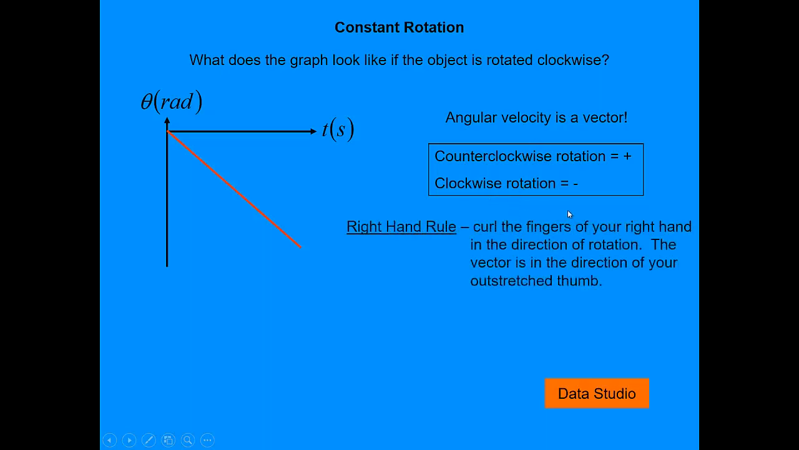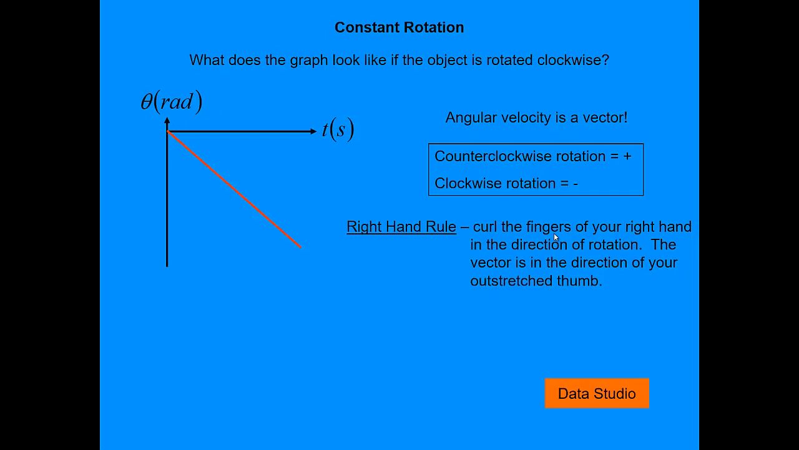Now, here's something that'll blow your mind. If you want to try to remember this, besides just remembering counterclockwise positive, clockwise negative, you can use something called the right-hand rule. If you do enough physics, there are all these right-hand and left-hand rules for different quantities that help you, because of vectors, sometimes all the way into 3 dimensions, figure out the directions of things. So, if you take your right hand, and you better use your right hand or you'll be backwards, and you curl the fingers of your right hand in the direction of rotation, the vector is in the direction of your outstretched thumb.